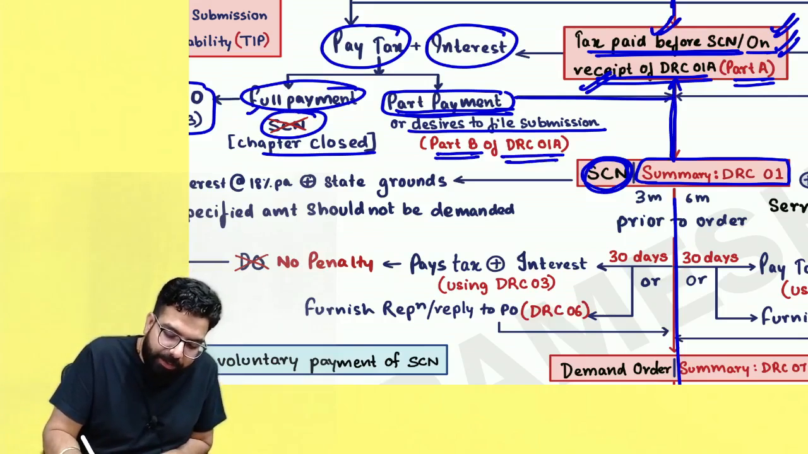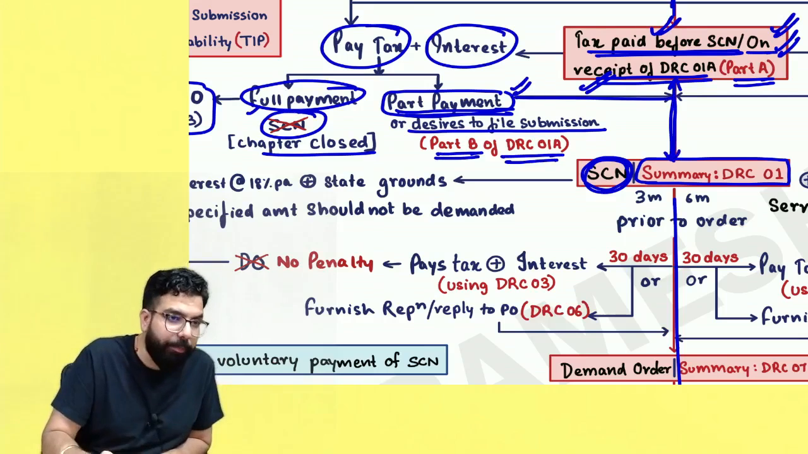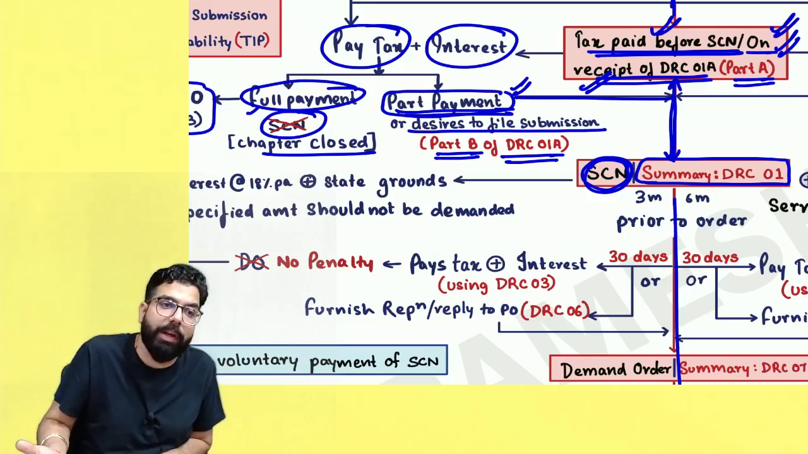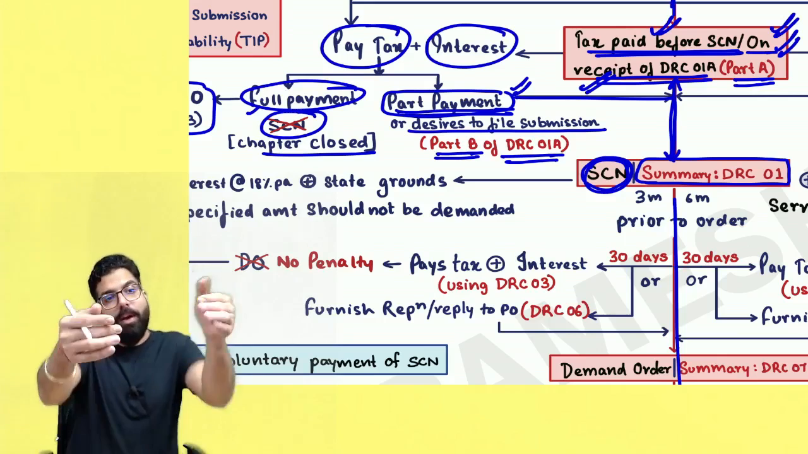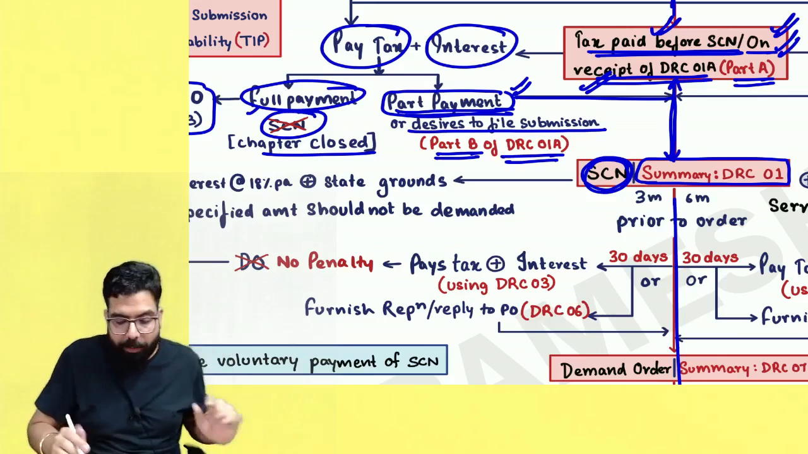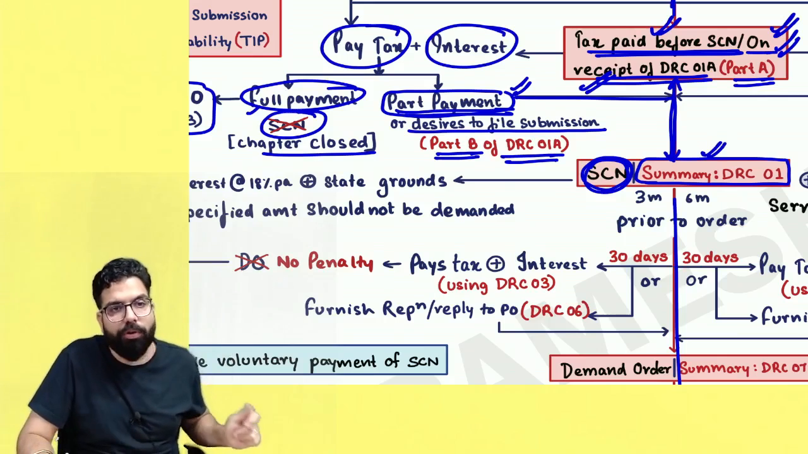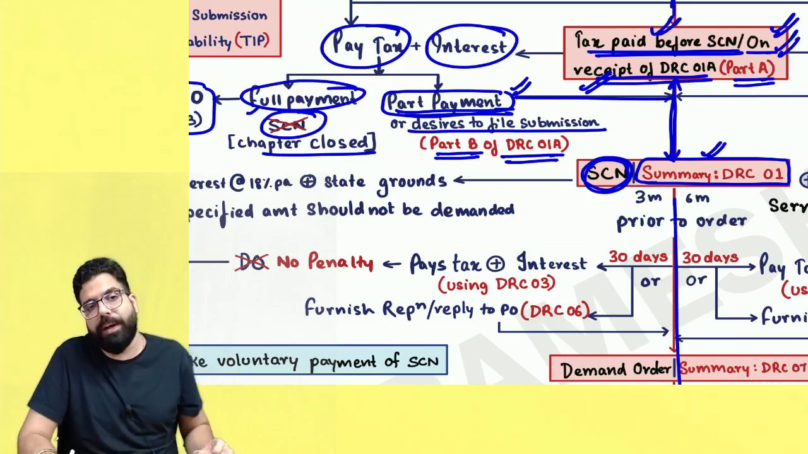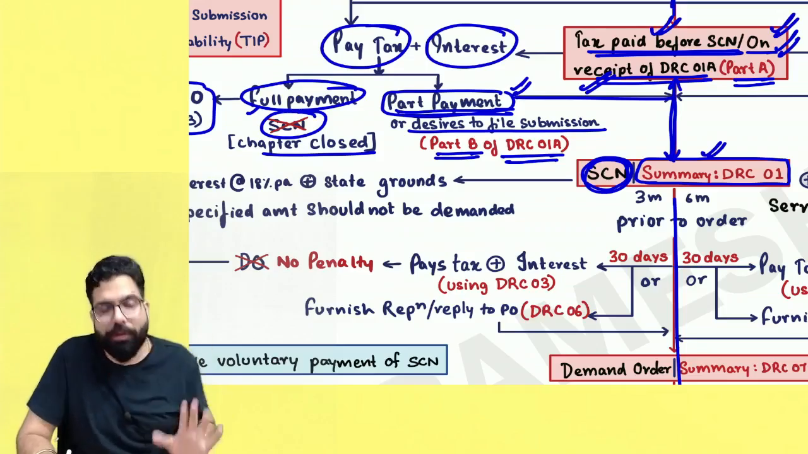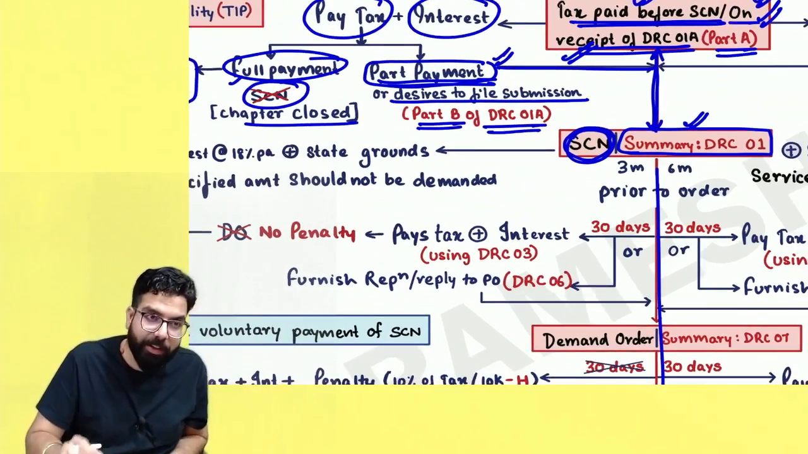And after that, what will happen? If I don't make any payment, or I make a part payment and give a submission for the remaining amount, then for the remaining amount, show cause notice will come. A detailed show cause notice will be sent to you, and a summary of the show cause notice will be uploaded in GST DRC 01.